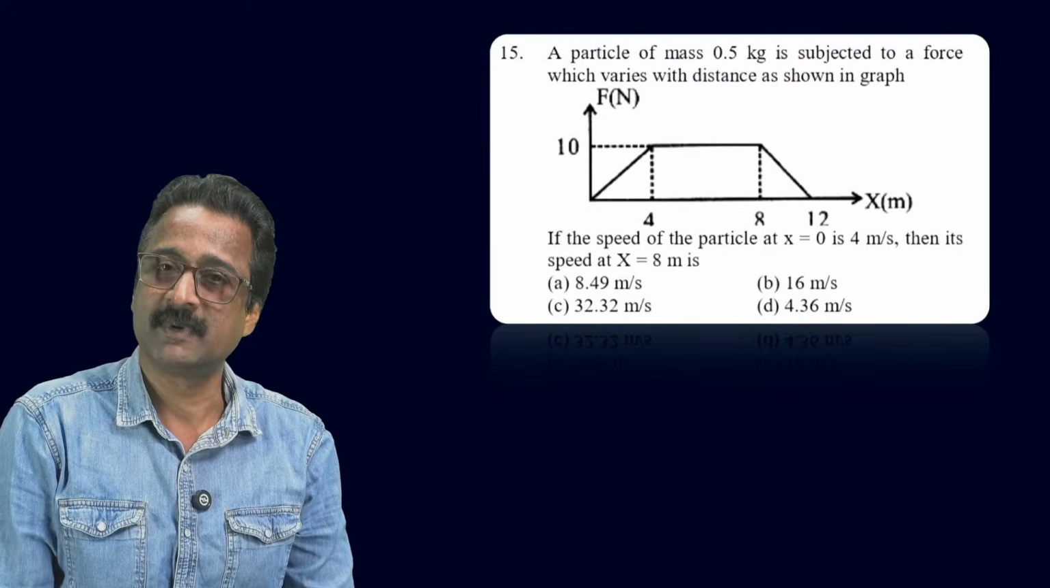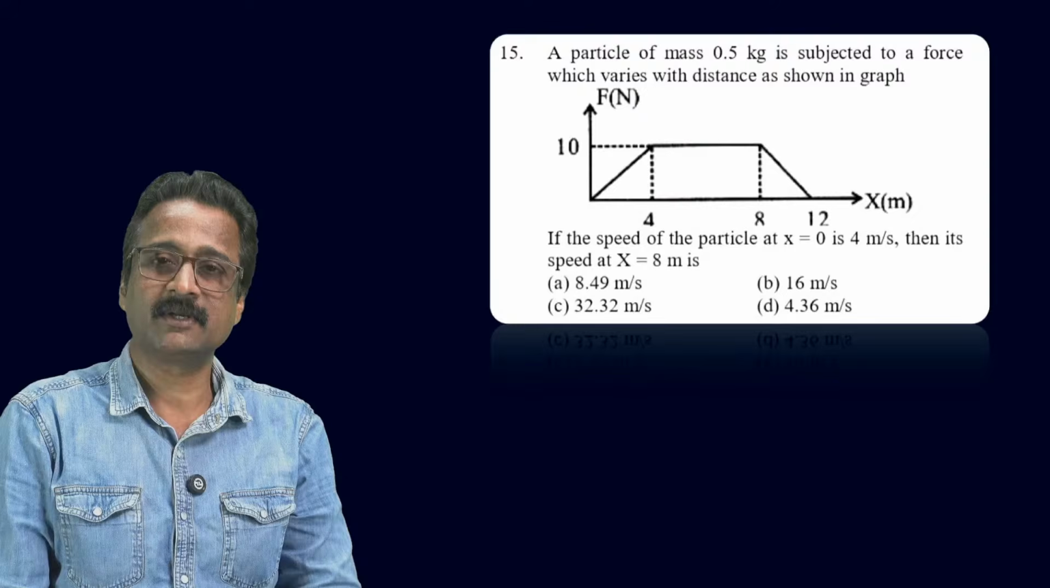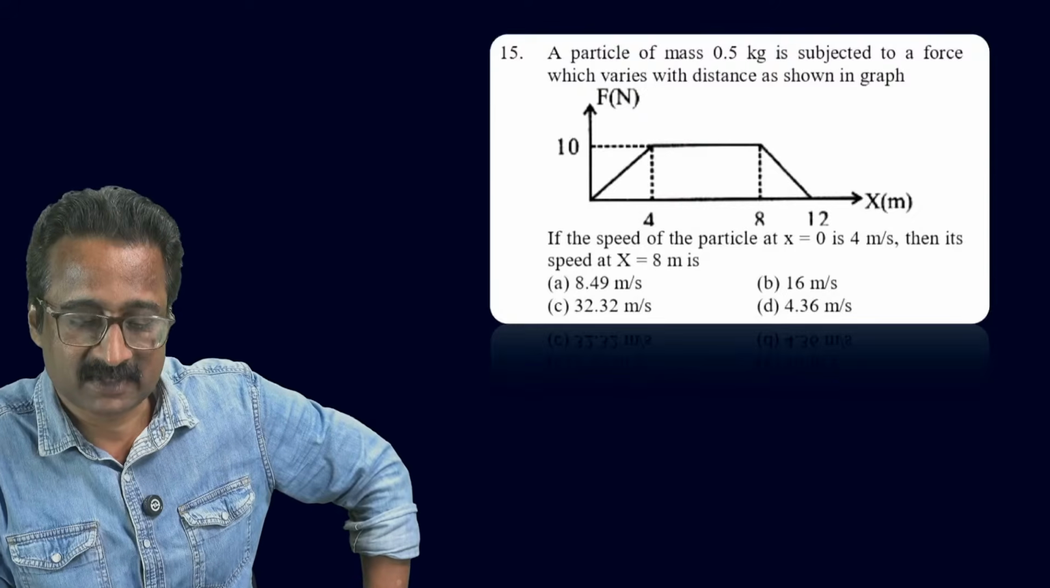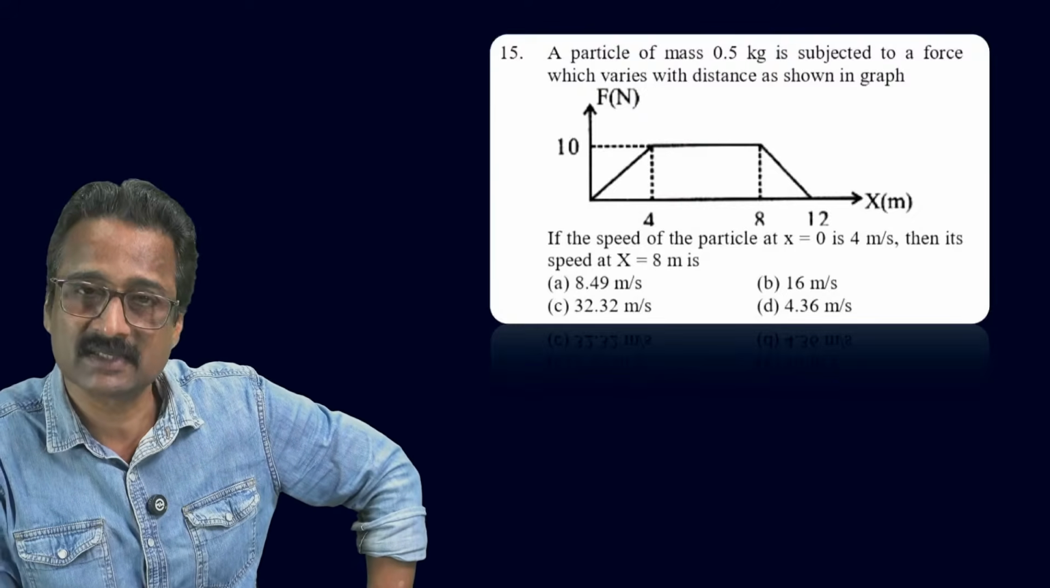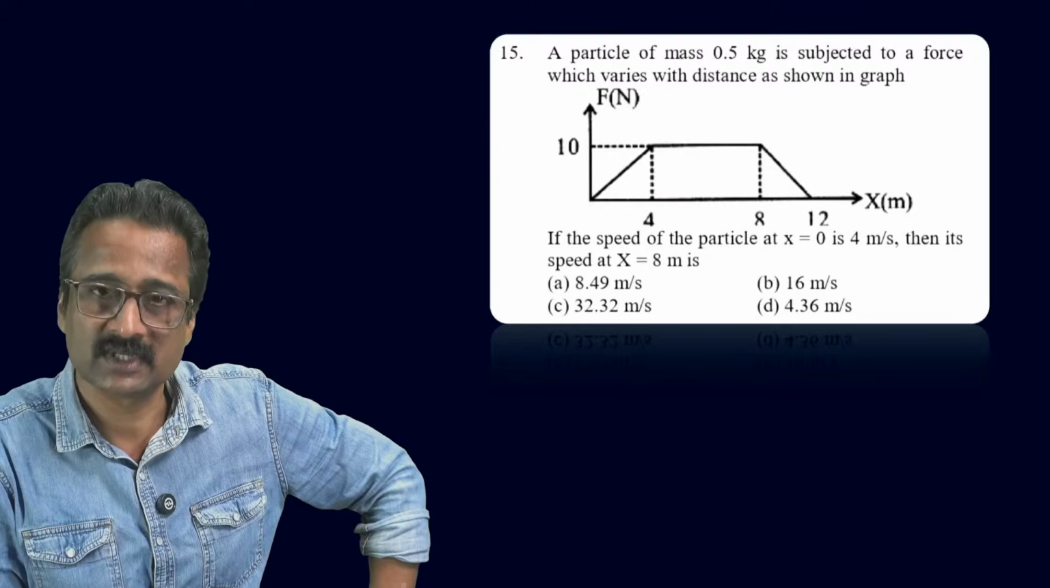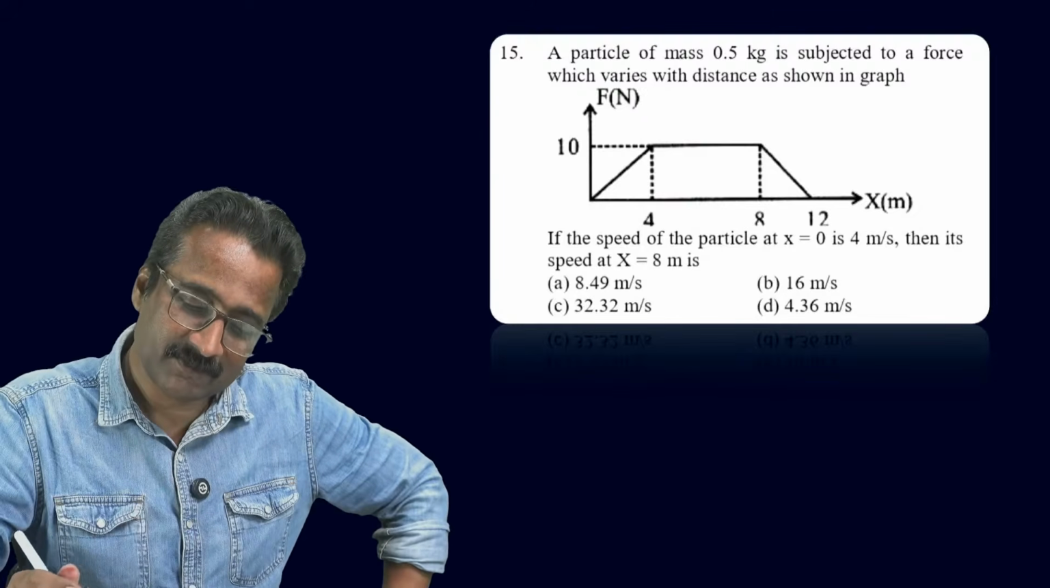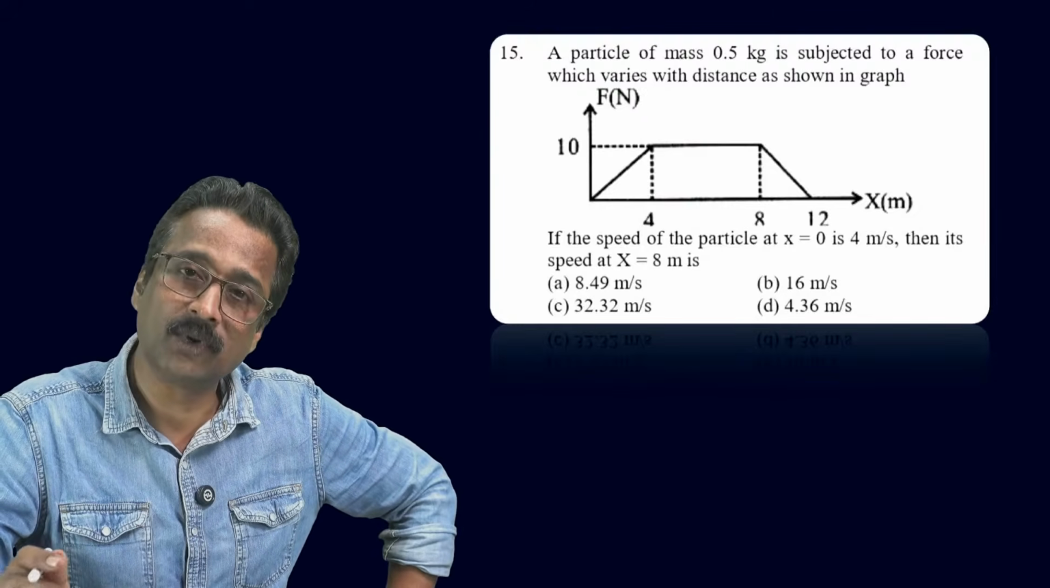Based on a force displacement graph, a particle of mass 0.5 kg is subjected to a force which varies with distance as shown in the graph. The speed of the particle at x equal to 0 is 4 meter per second.